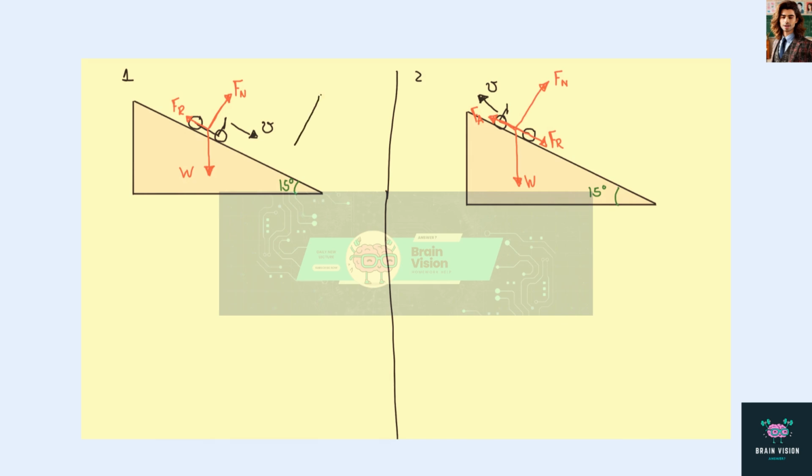In both situations, we are going to use the following reference frame. This axis will be the y-axis, and this will be the x-axis. Now we can apply Newton's second law on both directions. So for situation number 1, applying Newton's second law on the y-axis gives us the following.